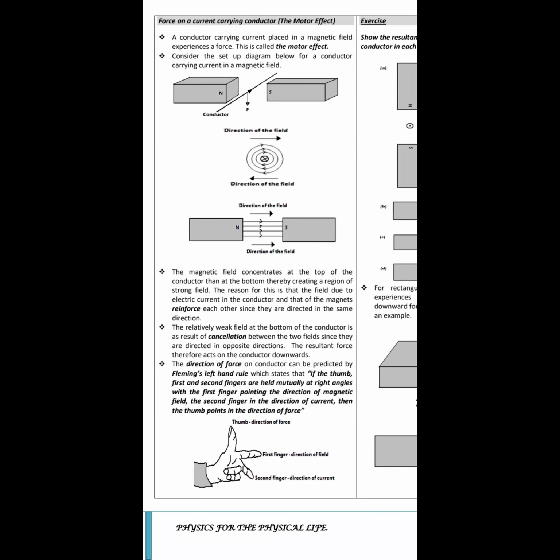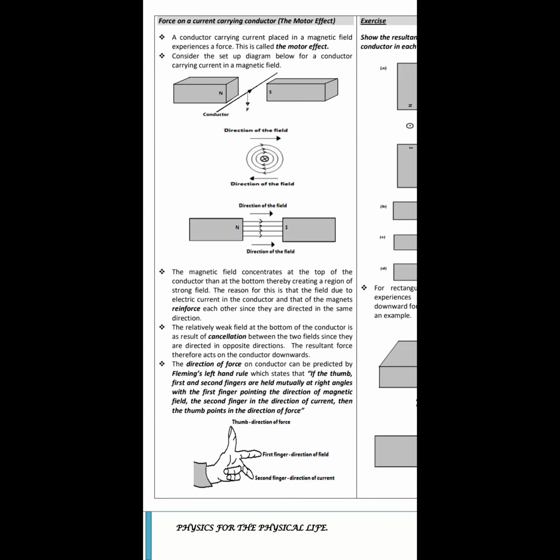And I noticed that some of you forgot what the first finger signifies and what the second finger represents. For the thumb, we had no problems. The thumb points the direction of force. The first finger points the direction of magnetic field, and the second finger the direction of current.